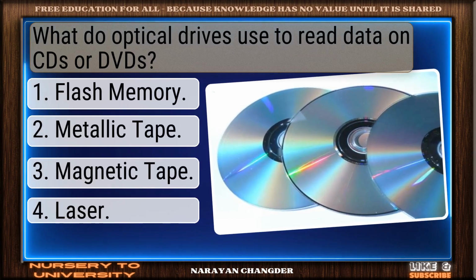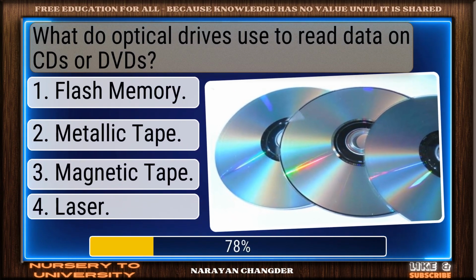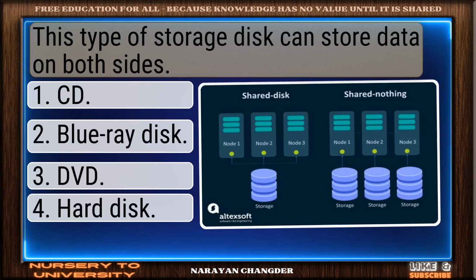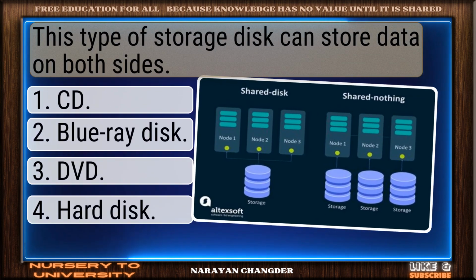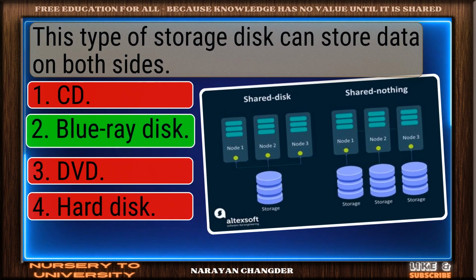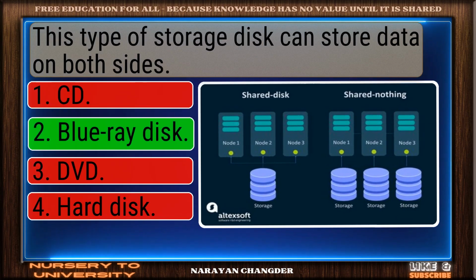What do optical drives use to read data on CDs or DVDs? Right choice. Laser is the best answer. This type of storage disk can store data on both sides. Well reasoned. Blu-ray disc is the correct choice.